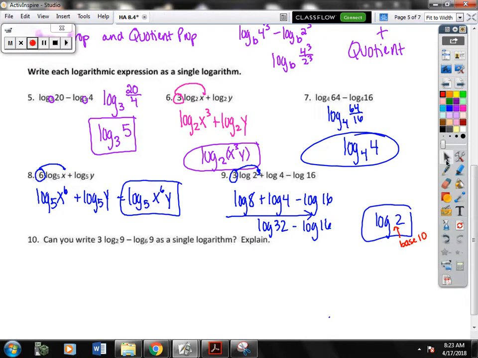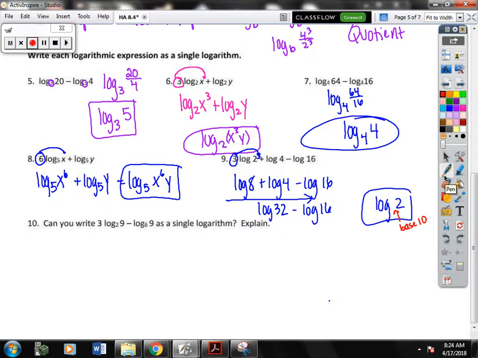And then for our last question, it says, can you write this expression as a single logarithm? Sam? Good. No, because the bases are different. I don't remember if there's any on the homework. There are a couple that cannot be simplified. So always keep that in mind, that you want to check the bases before you move on.